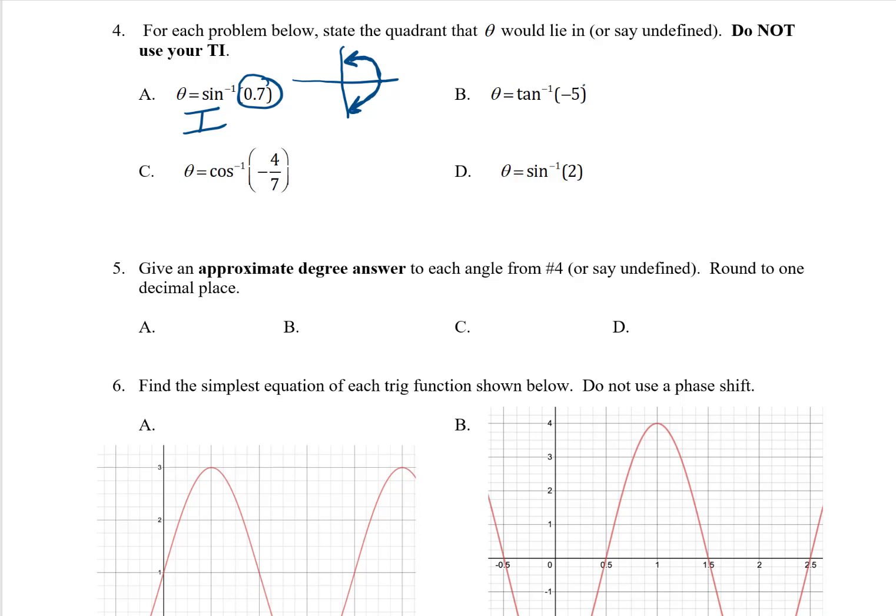Well, this time I have a negative ratio. I know that all the ratios are positive in the first quadrant, so I must be down there in quadrant 4. Letter C, cosine inverse is the only one that works differently of the big three. Cosine inverse knows angles between 0 and pi. Well, again, I have a negative ratio. I couldn't possibly be in quadrant 1, so I must then be over here in quadrant 2.